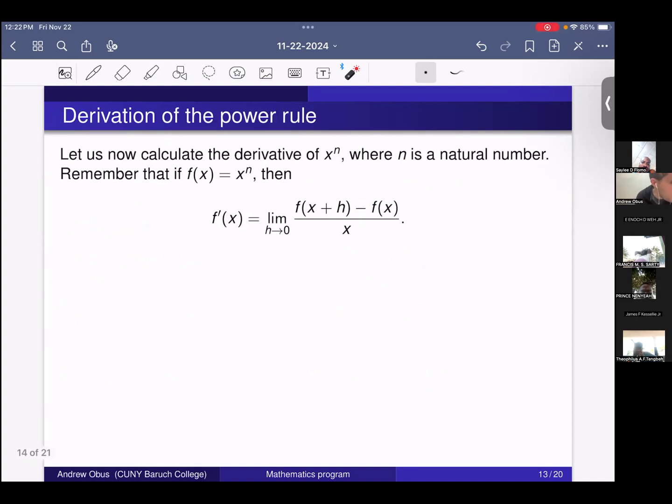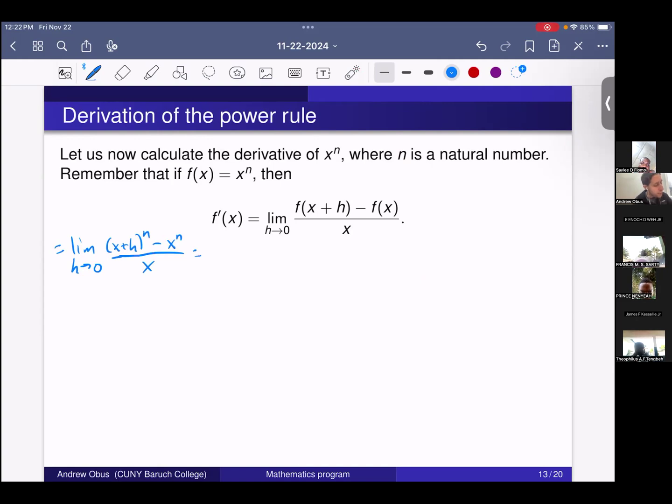Okay. So what's the power rule? Let's try to calculate the derivative of x to the n, where n is a natural number. Remember that this is our formula for the derivative. It's given by this limit: the limit as h approaches 0 of f(x + h) minus f(x) over h. So let's write what this is. This is the limit as h approaches 0 of (x + h) to the n minus x to the n, divided by h.